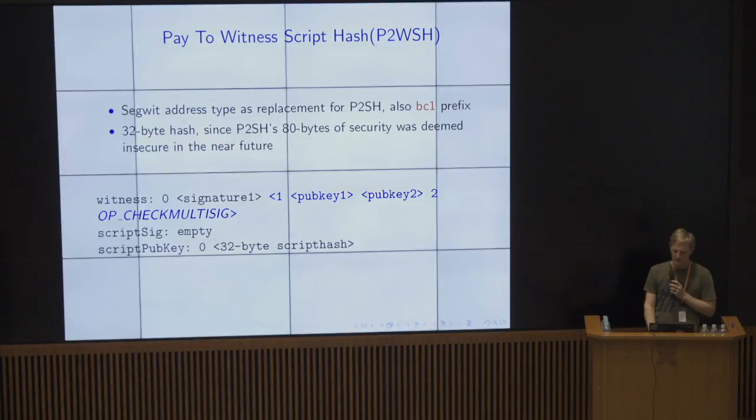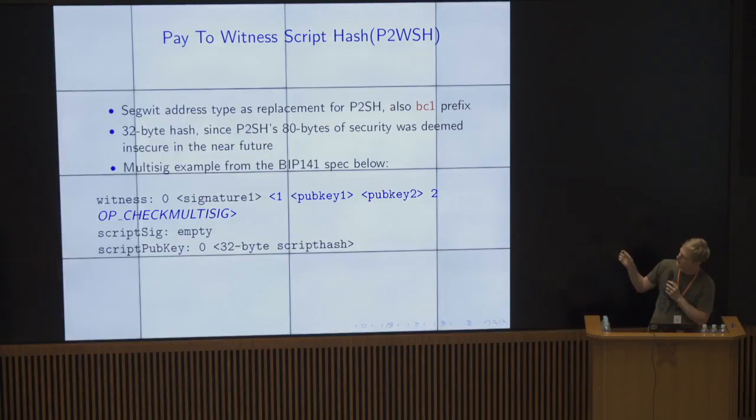P2SH only has 80 bits of security, which is deemed insecure in the nearest future. The Bitcoin network does many more hashes frequently, like daily or something like that. So it's deemed insecure. And what happens here is the same way as before. 0 signature is pushed, and then the last element, which is the serialized script, is then evaluated as the script pub key, so to speak, within the actual SegWit evaluation.